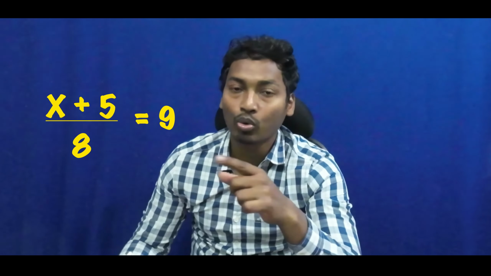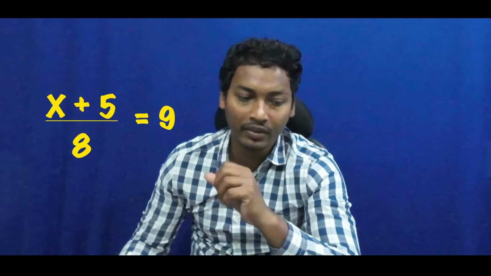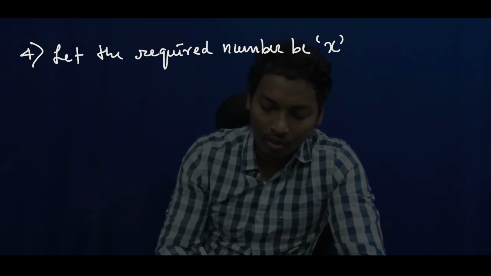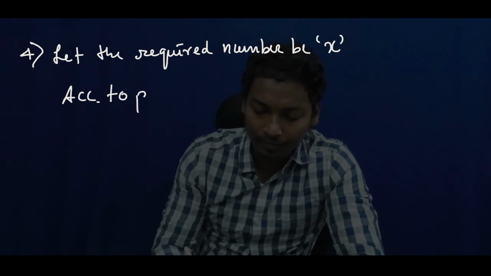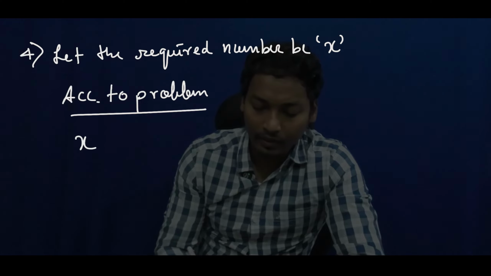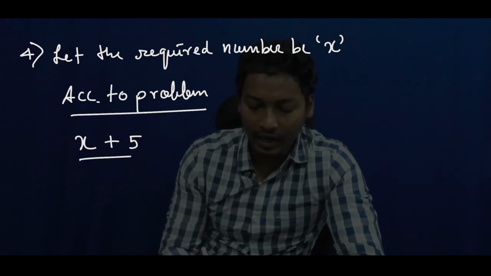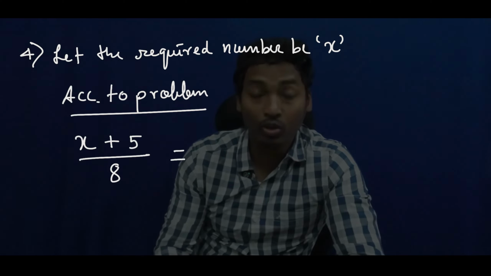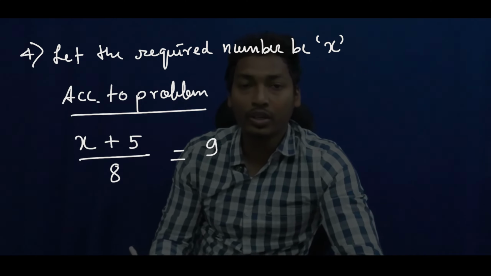If the quotient is 9, it means after dividing x plus 5 by 8, you get the quotient answer as 9 without leaving a remainder. So you get that equation in your head, x plus 5 divided by 8 is equal to 9. Once you get that equation in your mind, the only thing left is to write it down. So according to the problem, 5 is added to that number and divided by 8, and the answer or the quotient without the remainder is 9. So here we have the correct equation.